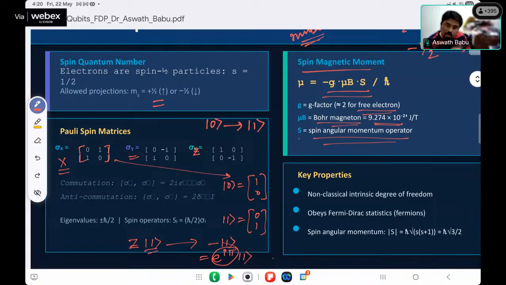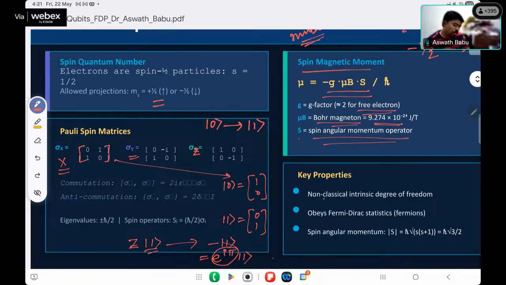Spin values are usually integers or fractions. So if the spin values are fractions, we call them fermions. If the spin values are integers, they are called bosons. For example, photons have integer spin, so they are called bosons. So here we are talking about electrons. They have a spin of half, which is a fraction.